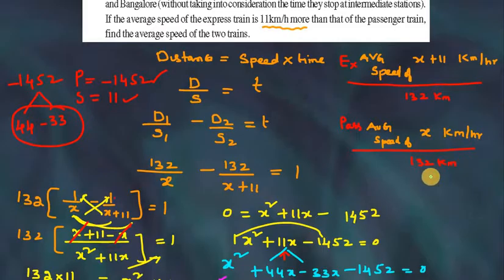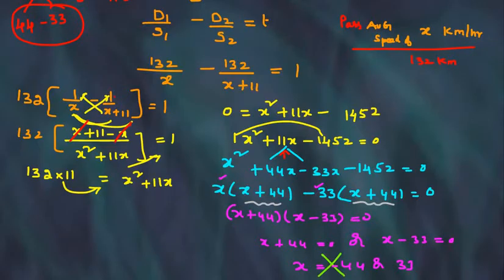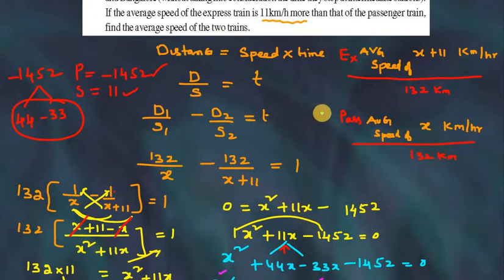Now what value did you get? The x value as 33. So what is the average speed of the passenger train? That is 33. And this is x plus 11, 33 plus 11, that is 44. The average speed of the express train is 44 kilometers per hour.